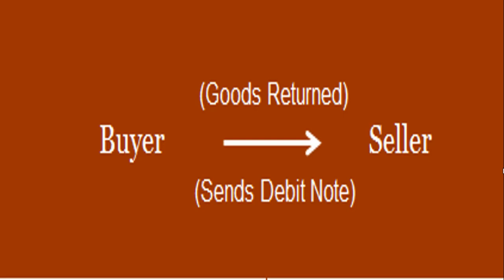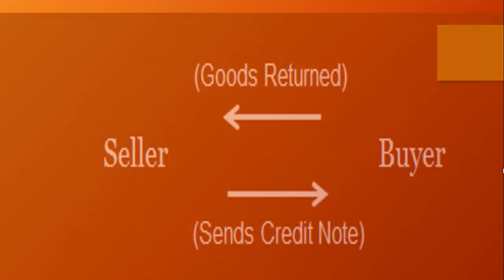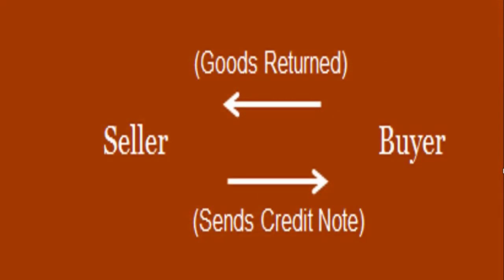buyer sends a debit note to the seller when he returns goods to him, as you see in the story. And when the buyer returns goods, then the seller sends him a credit note for the amount to be paid.